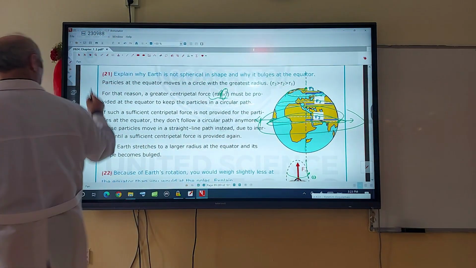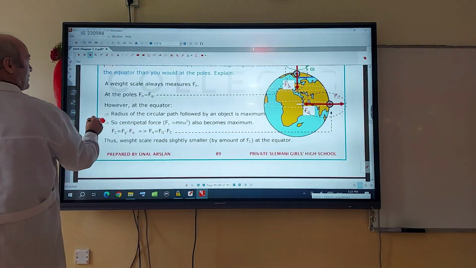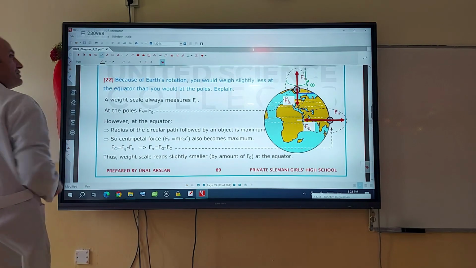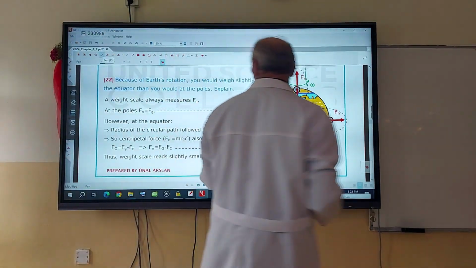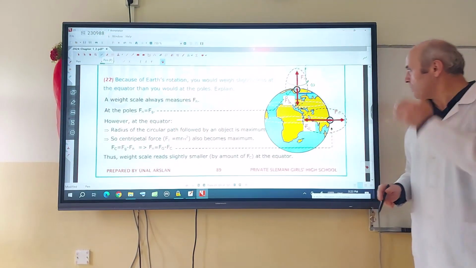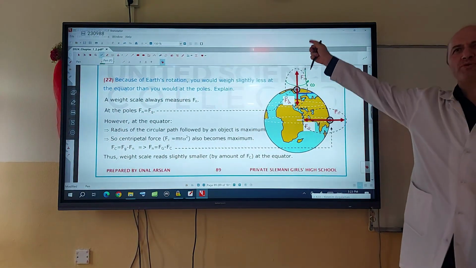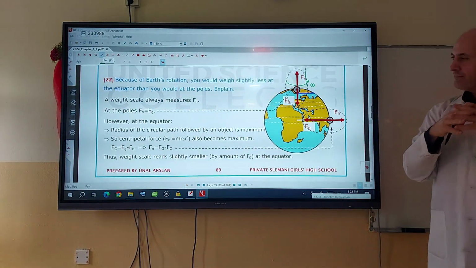Okay, and 22. Because of Earth rotation, you would weigh slightly less at the equator than you would at the poles. Explain why. This is a mystery question. Also, this question number 22 and 21 are related.